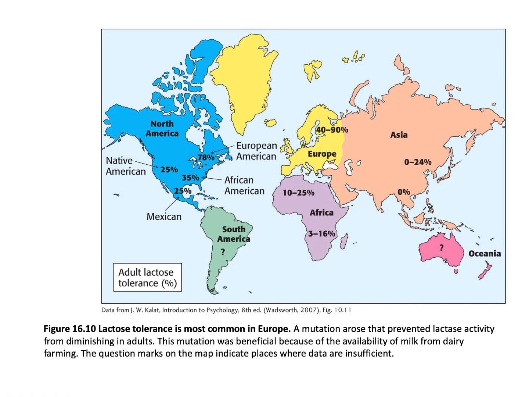This is an interesting map. It shows the percentage of adult lactose tolerance; the higher the number, the more you tolerate the lactose. You see European Americans can be as high as 78%, and Asians can be 0. There are a lot of Asian people who can't drink milk.